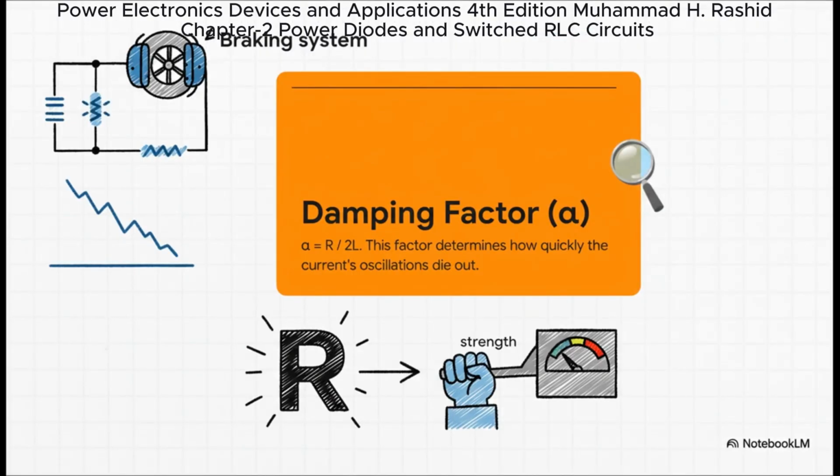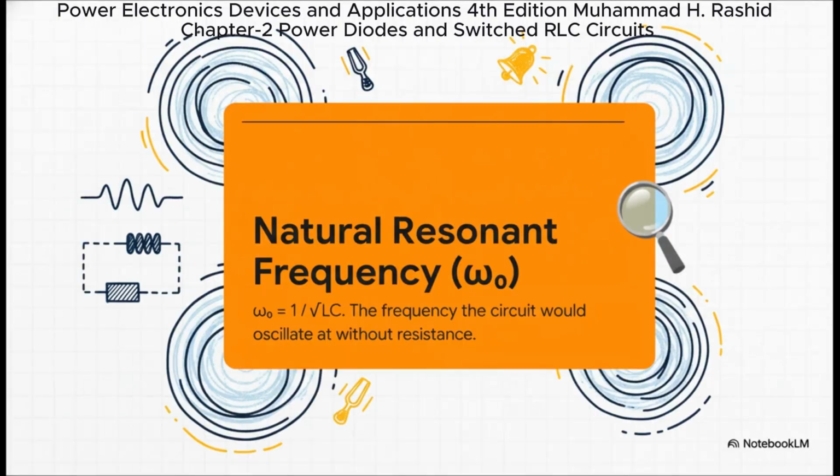To really crack this equation, we need to understand two key ideas. The first one is called the damping factor, or alpha. The easiest way to think about it is as the circuit's braking system. The resistance R is what puts the brakes on, and this alpha factor tells us just how hard it's braking. And the second idea is the natural resonant frequency, omega naught. This is the circuit's natural tendency to wobble or ring, all based on its inductor and capacitor. It's the frequency it just wants to vibrate at if you let it.